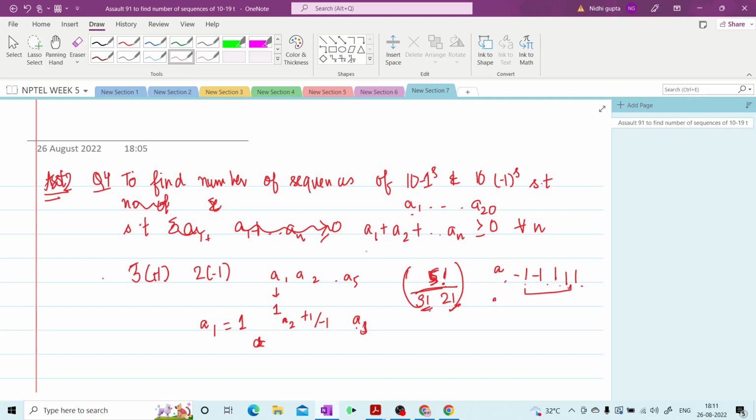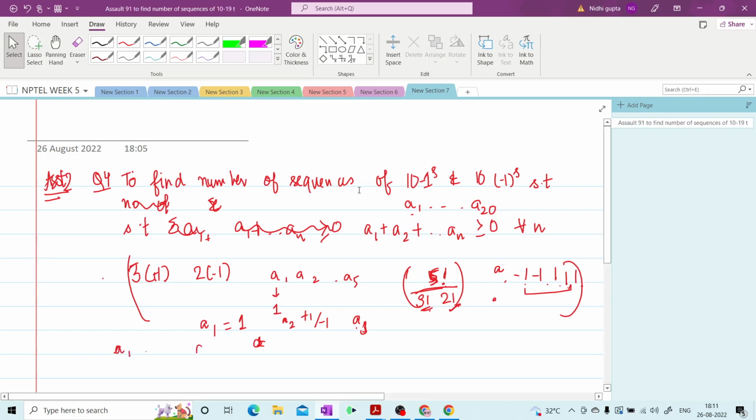So I misunderstood, I think, the partial sum. Yeah. Oh, okay. I think you have some confusion in the question. The question is basically this: you have to construct a sequence A1 to A20, where each of these Ai can be 1 or -1.